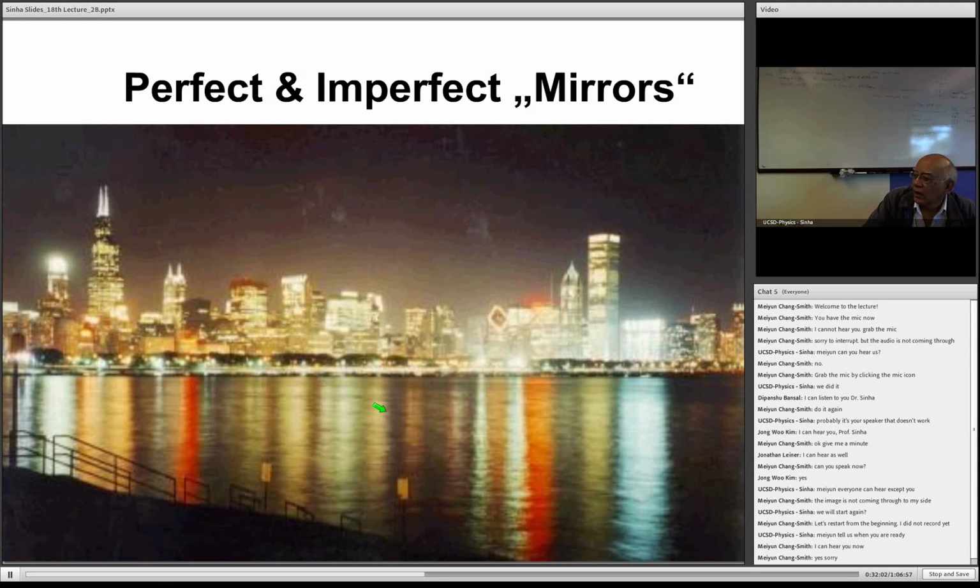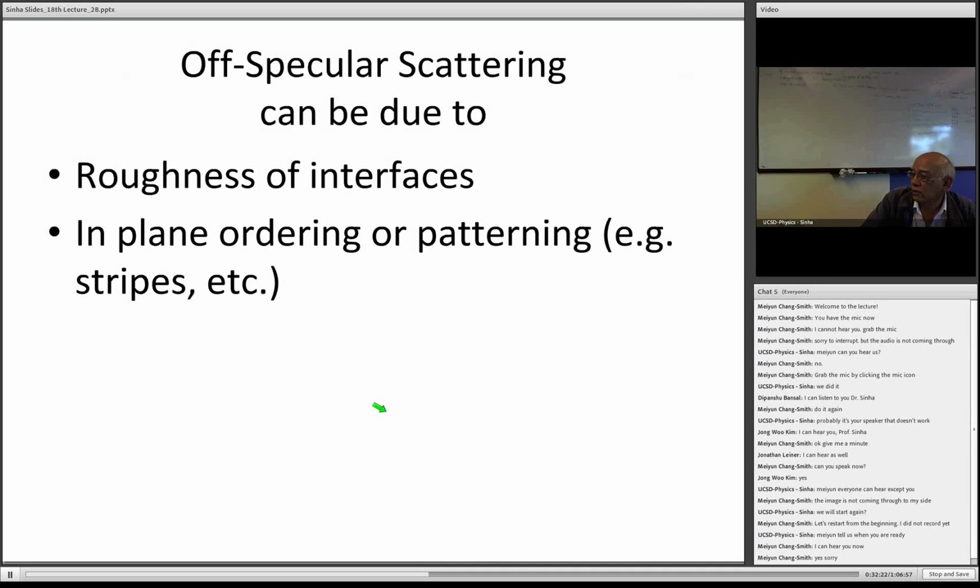And so roughness or in-plane fluctuations of the density profile will give rise to what's called an off-specular component or diffuse component of the reflectivity. And we'll see what kind of information can be extracted from that. Can we go to the next slide, please? So off-specular scattering can be due to either roughness at the interfaces or any kind of in-plane ordering or patterning. For instance, if you have magnetic stripes or some kind of magnetic pattern or some kind of ordering in the plane, you can get off-specular scattering.